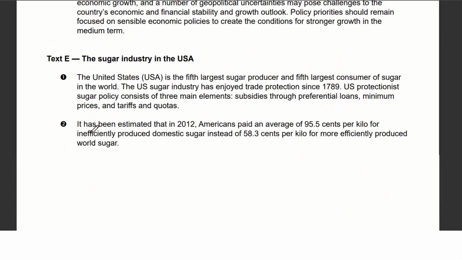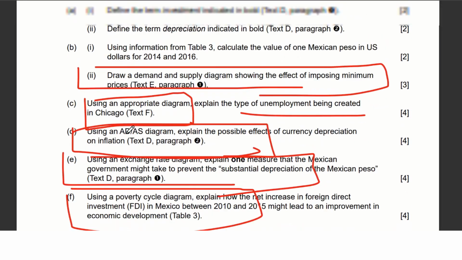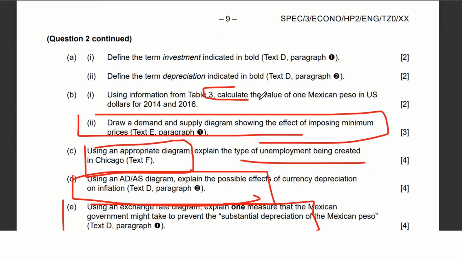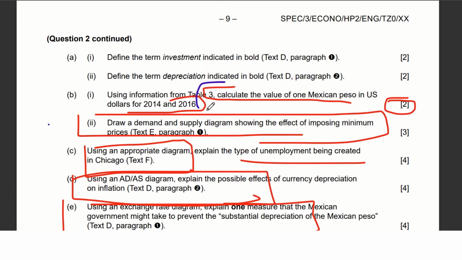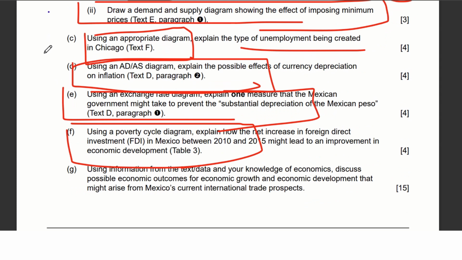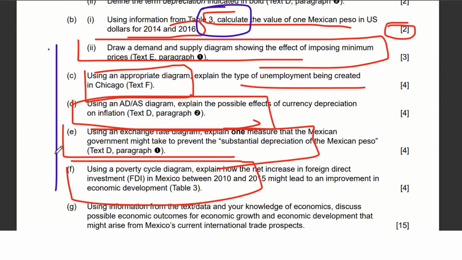In question number 2 also you could see one question related to the mathematical part. Look here, calculate the value of one Mexican peso in US dollars for 2014 and 16. This is 2 marks. Look at the difference. Okay. So one question is calculation related, and there are four questions, and the fifth one is part of the question. So totally it is somewhere around 16.